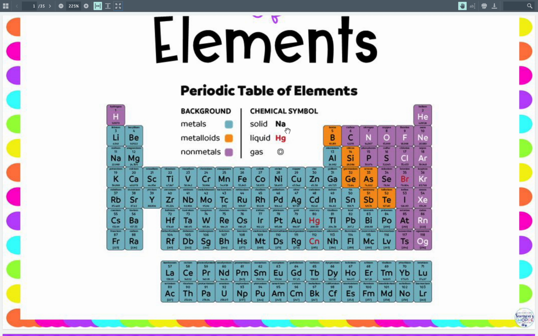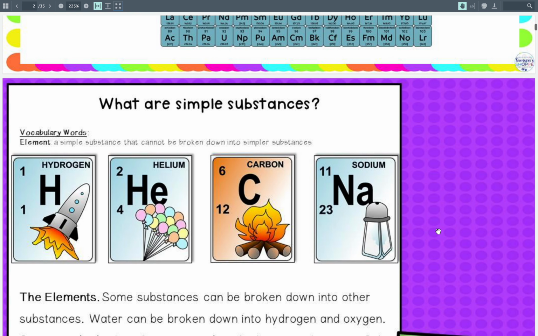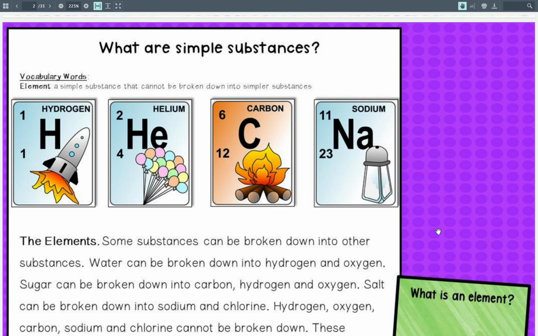If it's a solid, the symbol is going to be in bolded black letters. If it's a liquid, and when I say solid, liquid, and gas, what I mean is, in its natural state on Earth, does it exist as a solid, liquid, or gas? And so on the periodic table, you can see the ones that are in the black bolded, those exist as a solid. If they are red bolded, those exist as a liquid. And then anything that's white will be a gas form. Okay?